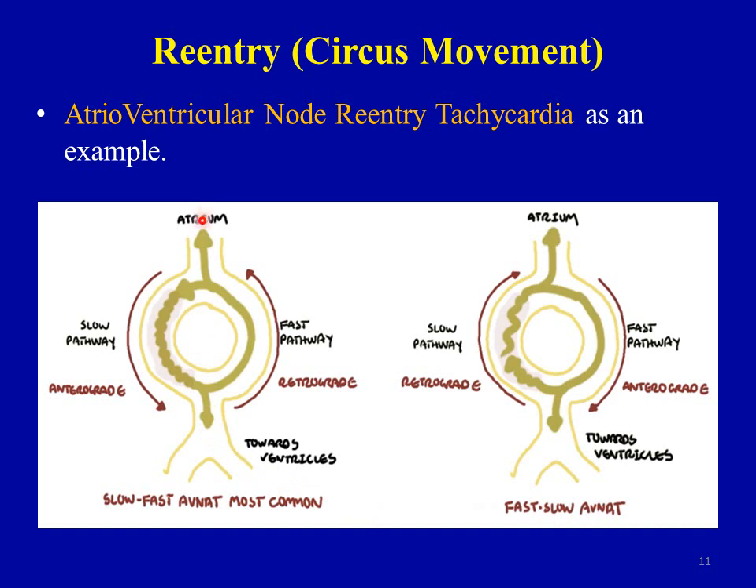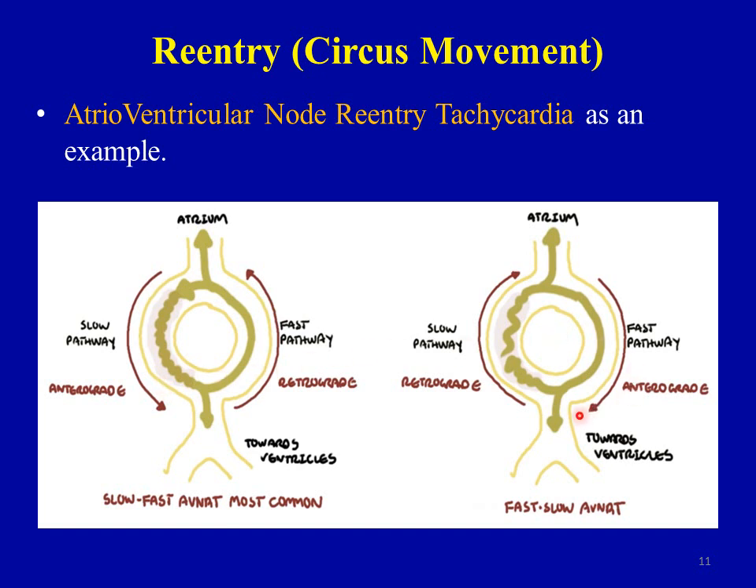Here we have an impulse coming down. It will travel, as I explained in the previous slide, anterogradely through the slow pathway and retrogradely through the fast pathway. And this circus movement will keep moving around and around and stimulating both the atria and the ventricles at the same time. And this circus should be broken by defibrillation or by drugs.